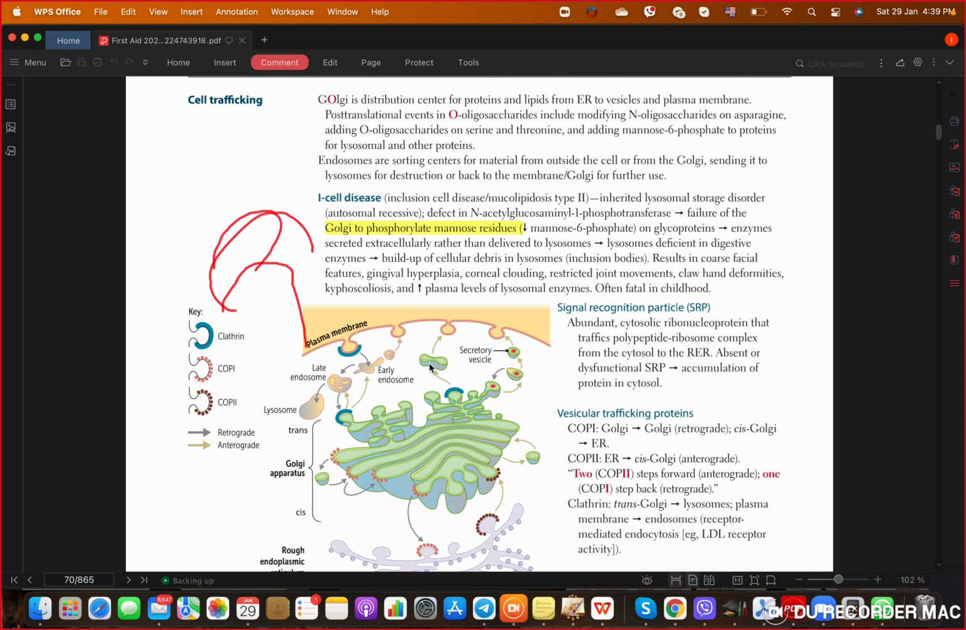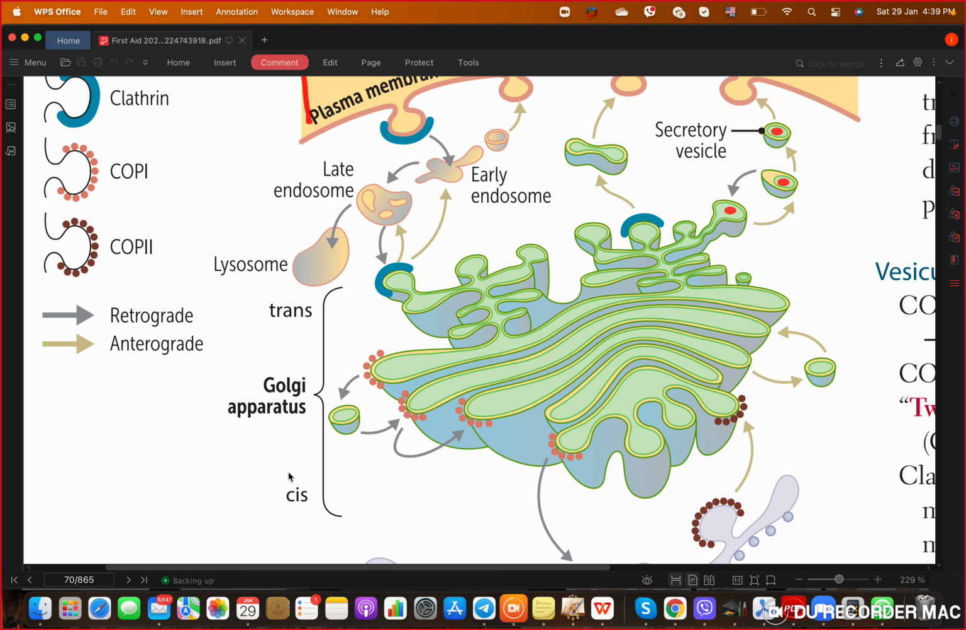Okay, Doc. So the next topic is about vesicular trafficking proteins. These are kind of important. So if you look at the Golgi apparatus, it has two portions. It has something called the cis particle and the trans particle. Can you see it? So this is the cis and this is the trans.